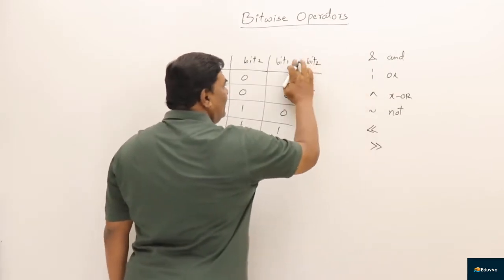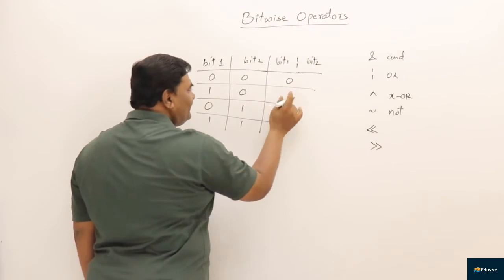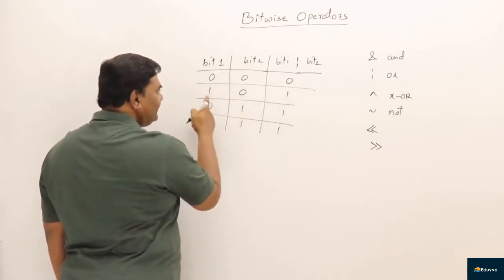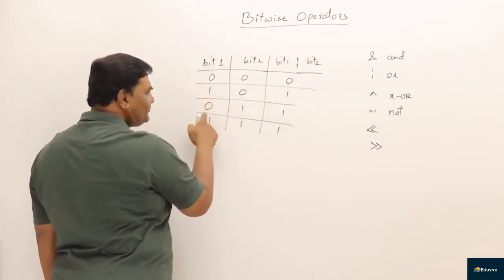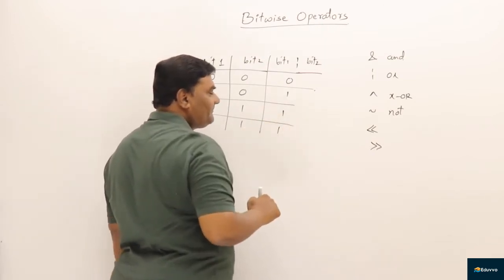Then if I say OR, then this will be 1 if any one of the bits is 1. See, this is 1, so answer is 1. Out of these two bits, this is 1, so answer is 1. Or both are 1, so the answer is 1.